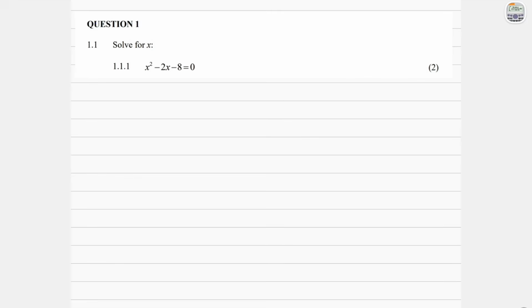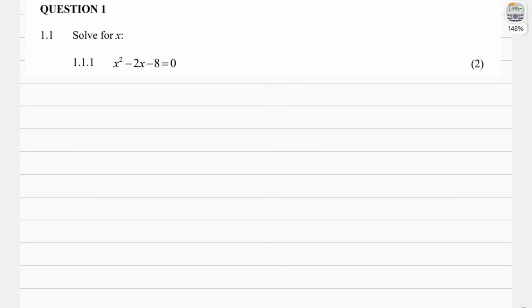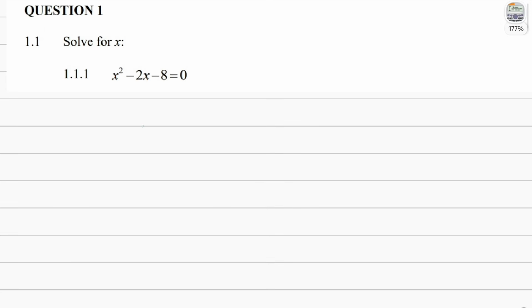Question 1.1.1 says we need to solve for x in this quadratic equation. Okay, so it's a quadratic equation. We can see the 2, the highest exponent of x. So we're going to open up 2 brackets and equate it to 0. And x times x is what gives us x squared. And now we need factors of -8 that can give us -2.